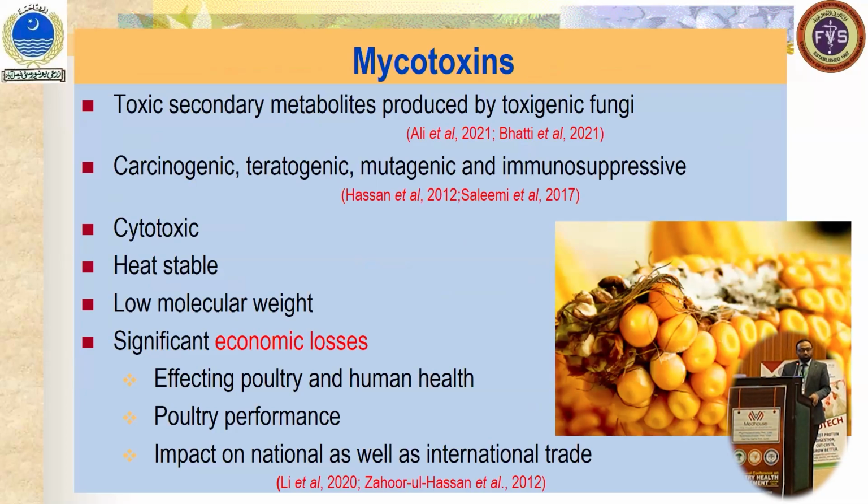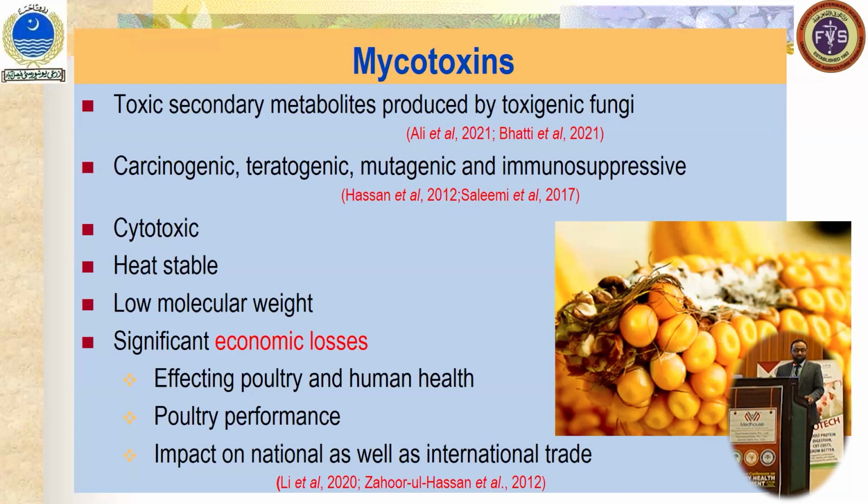These mycotoxins are secondary metabolites produced by these toxigenic fungi, and these are carcinogenic, teratogenic, mutagenic, and immunosuppressive agents nowadays. And these are cytotoxic and very important. Mycotoxins are heat stable. Even your roasting temperature doesn't destroy mycotoxin. It can decrease the level, but it will not eliminate the mycotoxins. There are significant economic losses affecting the poultry and human health, because this is one of the important health issues also. And poultry performance is badly affected if you have a high level of mycotoxins.